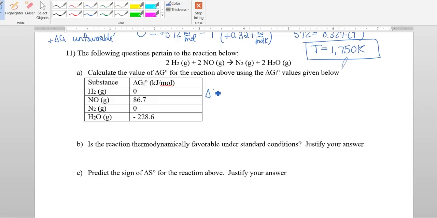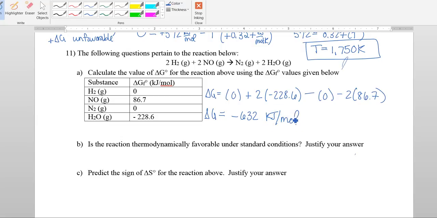So the delta G for this reaction is the G of our products minus reactants. Nitrogen is one of our products, it is 0. Our other product is water vapor, and there's 2 of them, so I'm going to multiply that by 2, and then I'm going to subtract my reactants. One of them is hydrogen, it's in its standard state, so that's 0, and then I have 2 nitrogen monoxide, so that looks like that. So our delta G ends up being negative 632, and our units here are in kilojoules per mole. So that is part A.